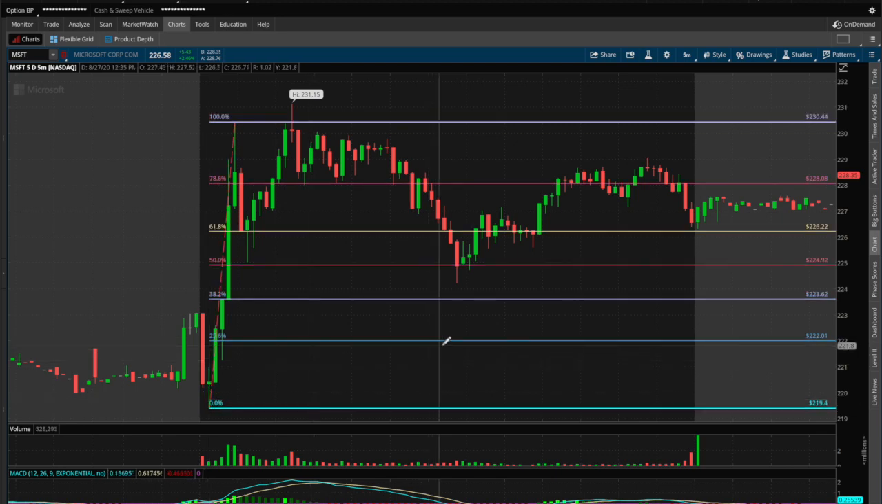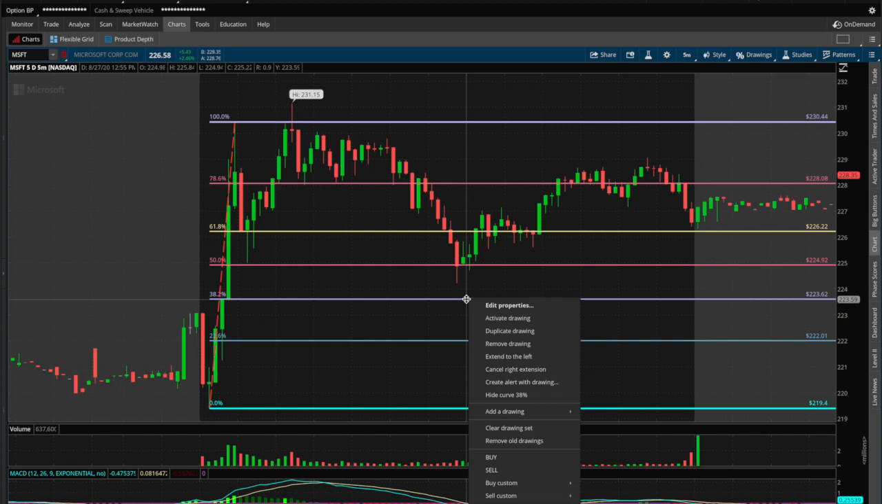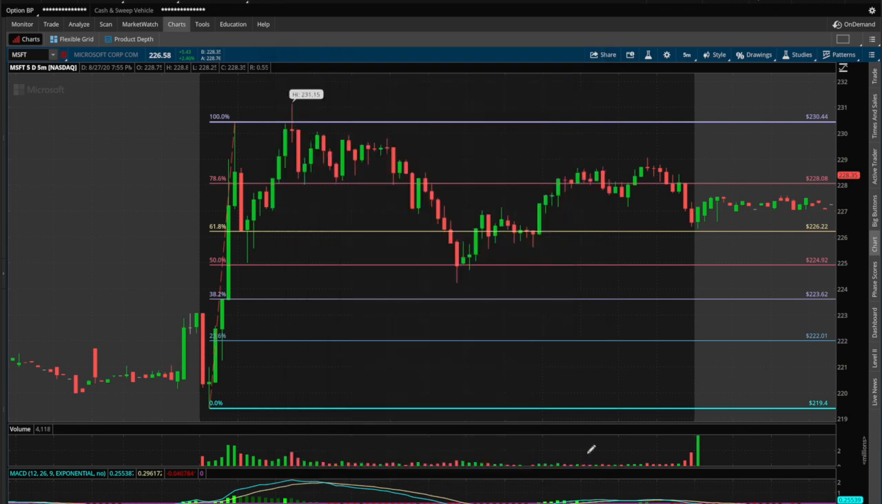I have mine color coded just because aesthetically it's a lot more pleasing. On Thinkorswim, they're automatically red. If you want to change that, you can just right click on any one of them, hit edit properties, and you can go in here and change the colors and change the style or the width. And then you would just hit save as default and it'll stay that way automatically.